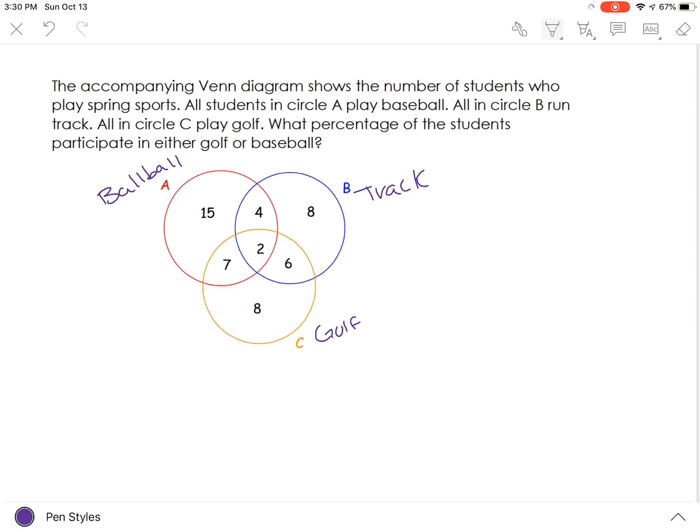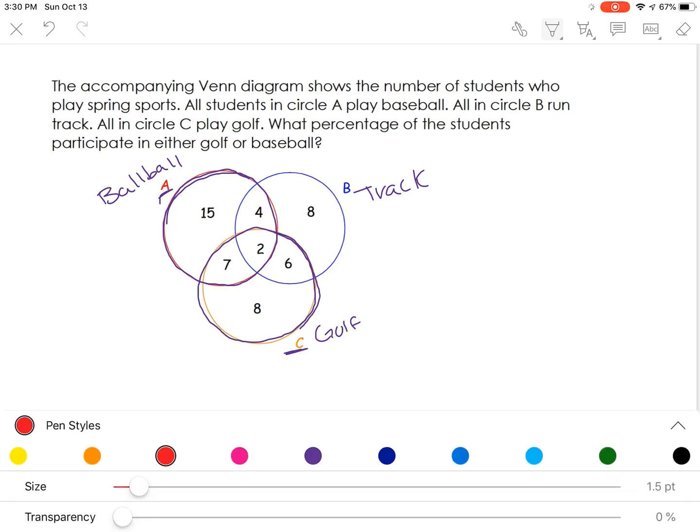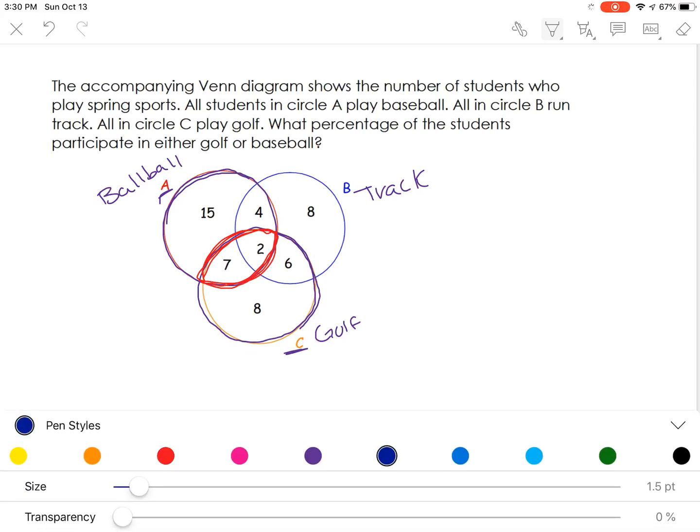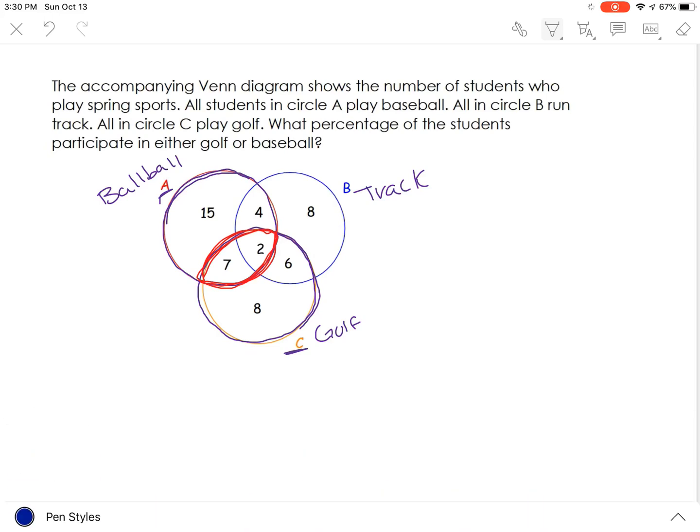I'm going to figure out, here's my baseball circle, here's my golf circle. So I'm looking at all the students who participate in either this circle or this circle. Notice that there are some areas that overlap. This middle area overlaps. So in order to figure this out, we need to account for this overlapping because we don't want to count people more than once. That throws off our total.